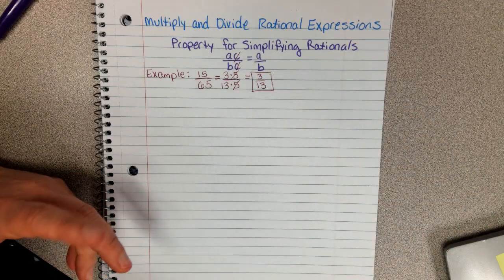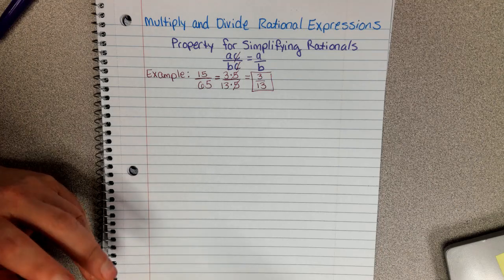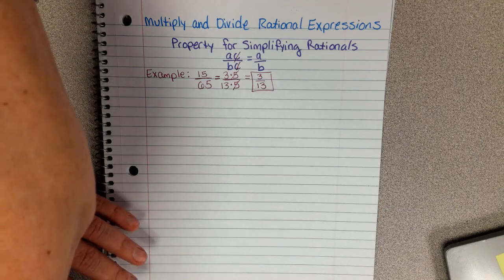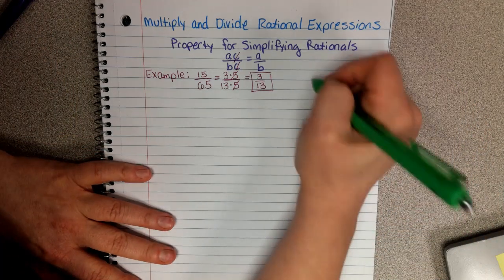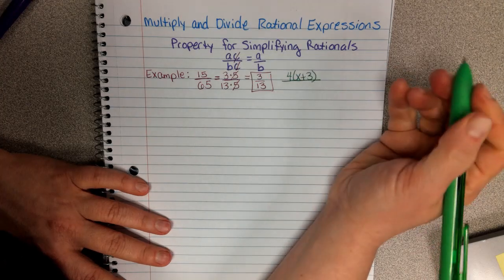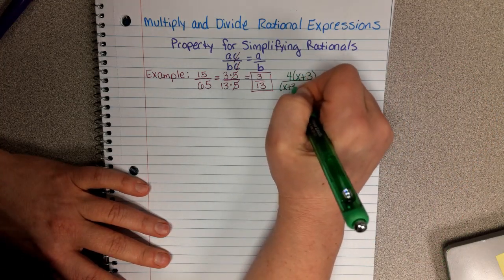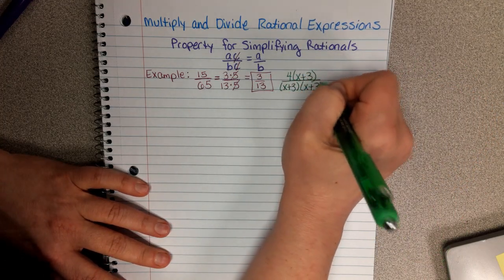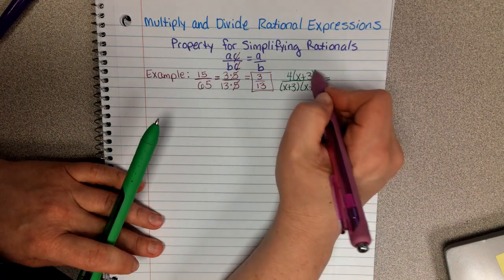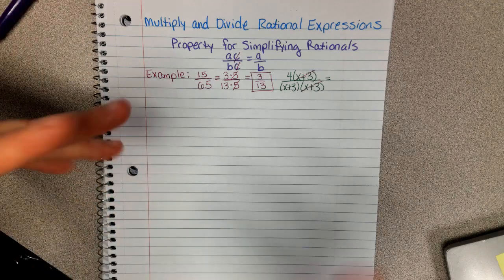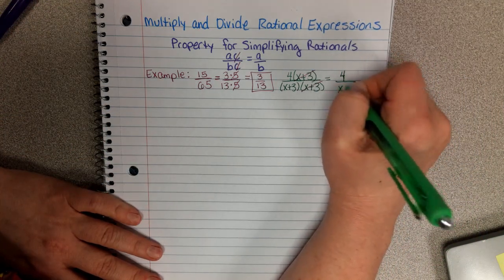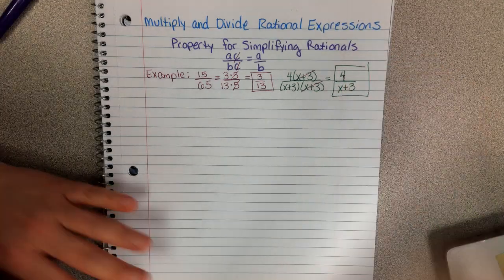That concept that we use to simplify fractions is the same concept we would use even if our fractions had x's and y's in them. So let's say your fraction has 4 times x plus 3 divided by x plus 3 times x plus 3. Well, I have the same factors in the numerator and the denominator. So this x plus 3 over x plus 3 would simplify, and I'd be left with 4 over x plus 3, and that would be my fully simplified fraction.